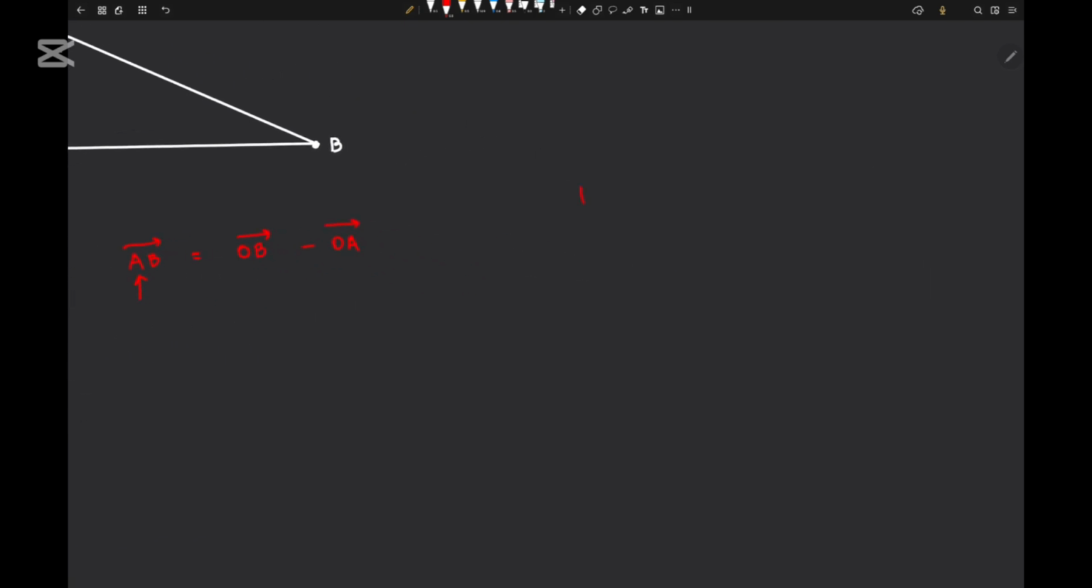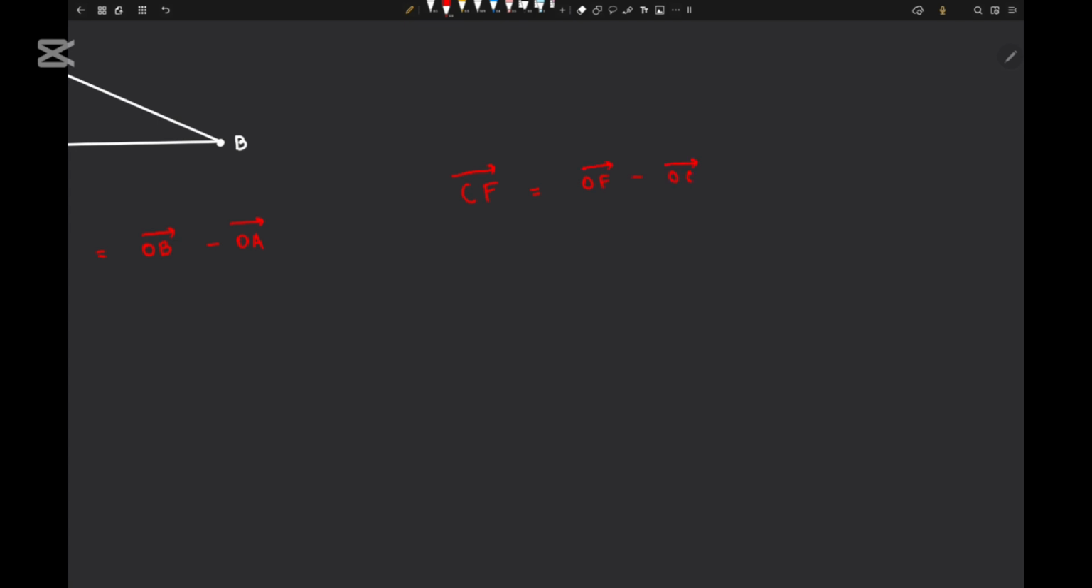Now if they tell you to find out the CF vector, and all the given vectors are relative to the origin, you can write this as OF vector minus OC vector.